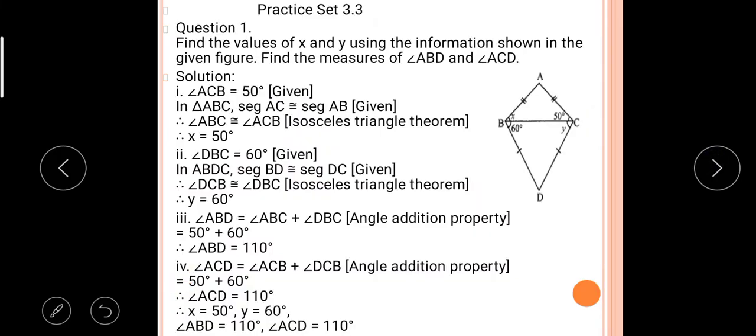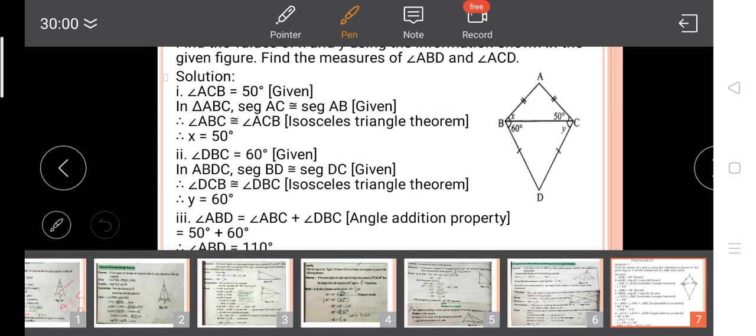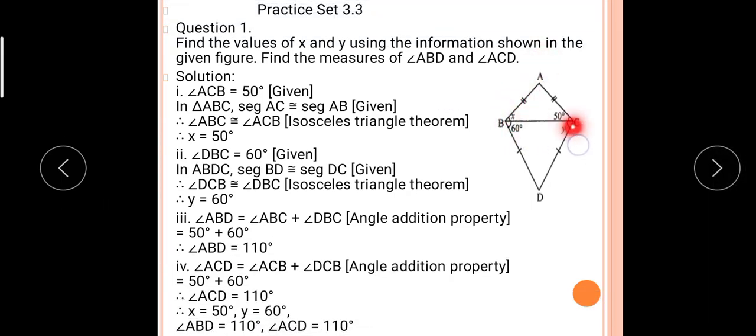Okay. Now next, from this practice set, just one or two questions I will explain today. Find the value of x and y using the information shown in the given figure. Find the measure of angle ABD and angle ACD. Angle ABD means x and y we have to find out.